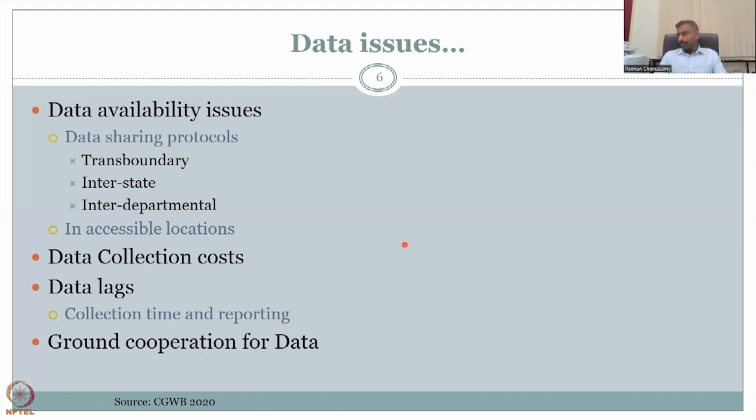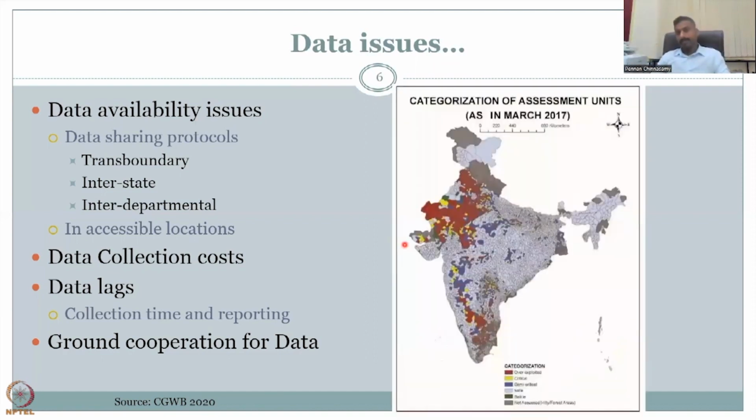And ground cooperation of data. For example, you are a farmer in a rural setting. You will not readily share the data because you think that maybe the government is going to put taxes on water use. So all these data issues are there.